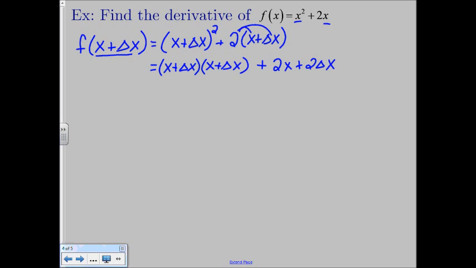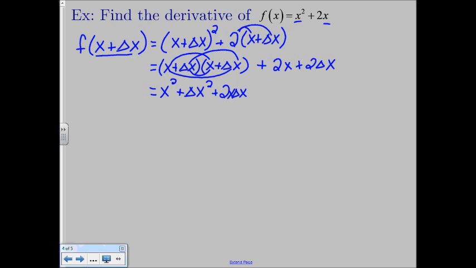Okay, so now let's FOIL together these first two quantities. We're going to get x times x, so we get x squared, plus delta x times x, plus x times delta x, and then delta x times delta x, so we get plus delta x squared. We've got to do our middle terms too. So that gives us plus 2x times delta x.